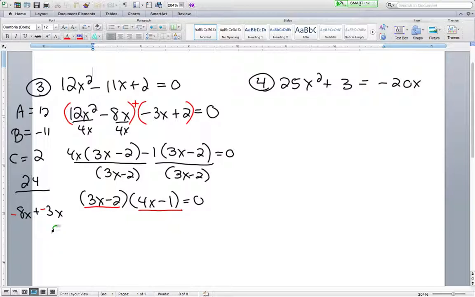I'm going to find out which one is 0. I'm going to write 3x minus 2 equals 0. I'm going to write down 4x minus 1 equals 0. I'm going to solve for x, and then I'll know when each of them turns into 0. So I add 2 to both sides.